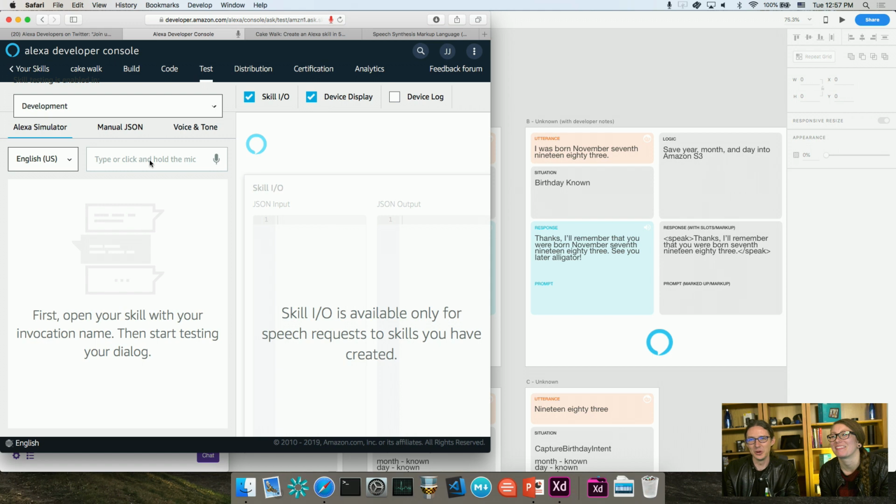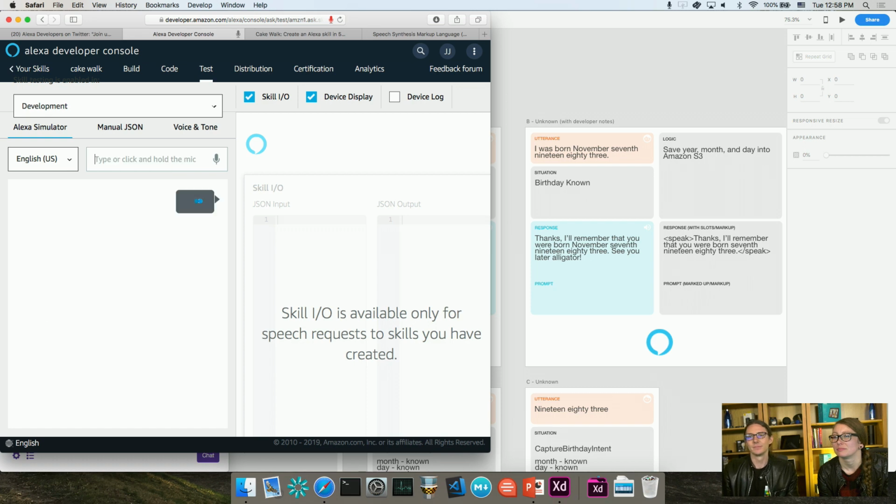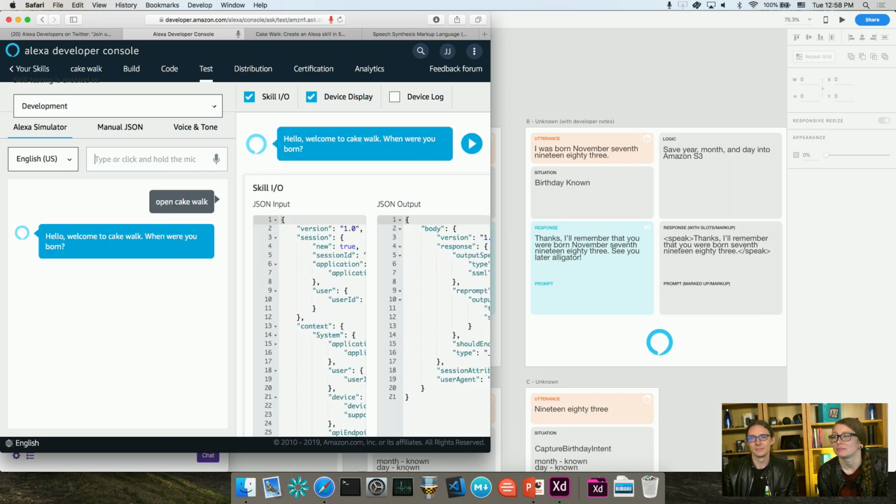So we're going to open the skill by typing in open Cakewalk. And you could also click and hold the microphone and say, open Cakewalk. But we're just going to type it here. So we'll hit enter. Okay, so she comes back and says, hello, welcome to Cakewalk. When were you born? Cool. So we built the first interaction.